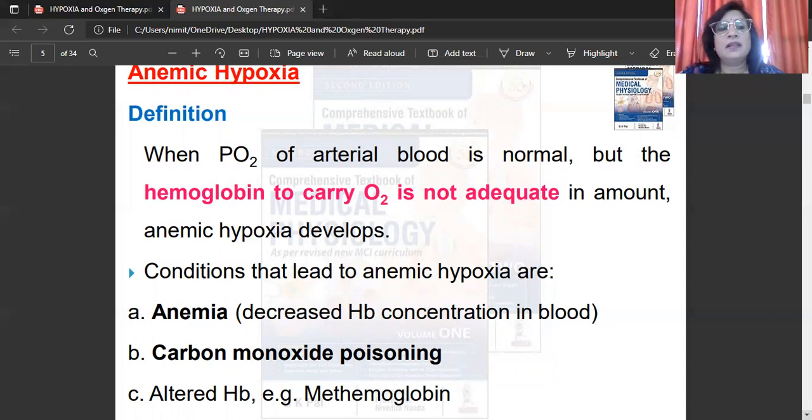So which conditions have we seen? Anemia, in which there is decreased hemoglobin concentration in the blood. Another, carbon monoxide poisoning. Then altered hemoglobin, like methemoglobin. Good.